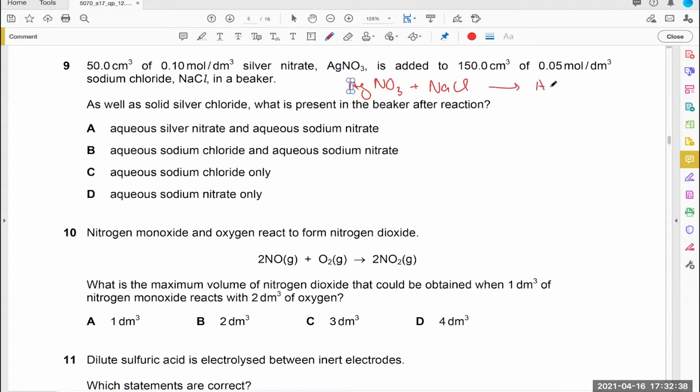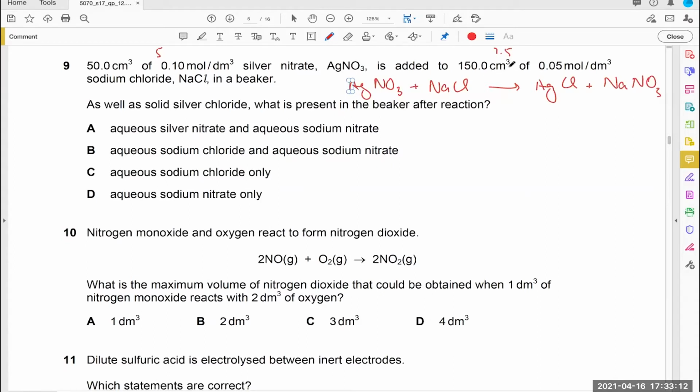So that's the equation. Now we want to know which one is in excess क्योंकि it's possible कि that will be left over. अब यहाँ पे आप उसको कैसे कैलकुलेट कर सकते हैं? That because you know the mole ratio is 1 to 1, just multiply them. In fact, don't even divide it by 1000. You just want to know कि वो same होगा कि नहीं होगा. So 50 times 0.1 is 5, and 150 times 0.05 is going to be 7.5 if I'm not wrong. You can confirm. I'm doing it mentally.